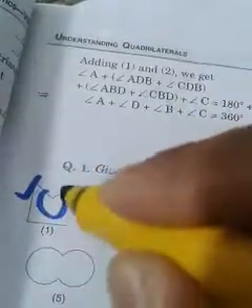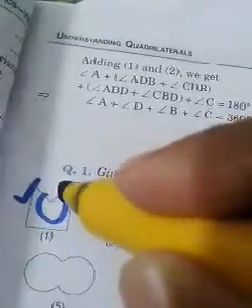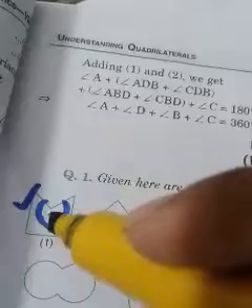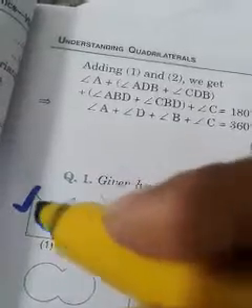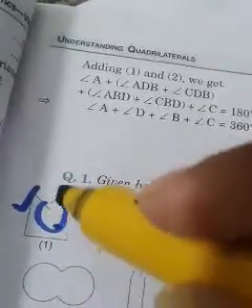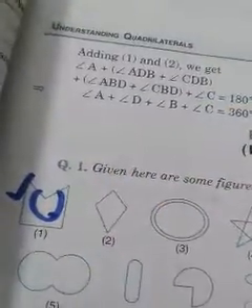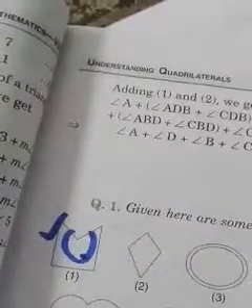Measure this interior angle. This will be more than 180 degrees, isn't it? When you start from here and reach here, it will be 180 degrees. So this angle is of course more than 180 degrees. So if one interior angle is more than 180 degrees, which type of polygon is it? Can you tell me that? That will be a concave polygon.